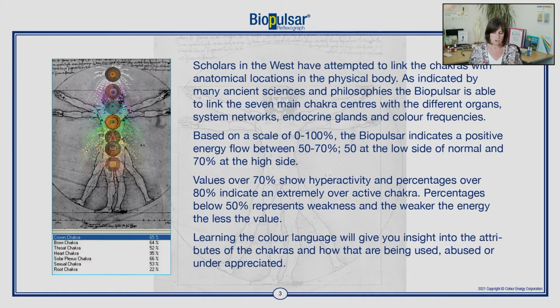And we can merge all these different ancient sciences and philosophies, because the Biopulsar is able to link the 7 main chakra centers with the different organs, the system networks, the endocrine glands, and the color frequencies. So it's literally all encompassing. And this is what we have to look at when we're looking at the holistic whole of a person, not just one aspect of our physicality or our energy network, but it's all encompassing. And the Biopulsar bridges everything.